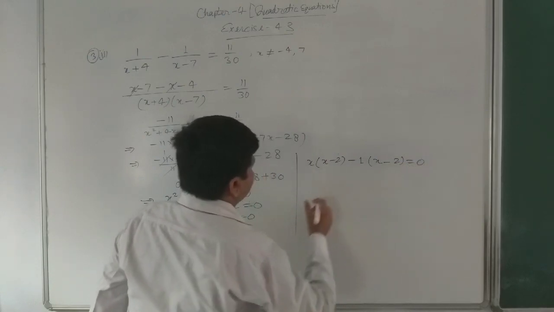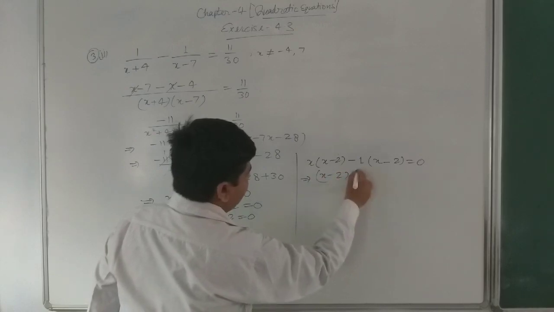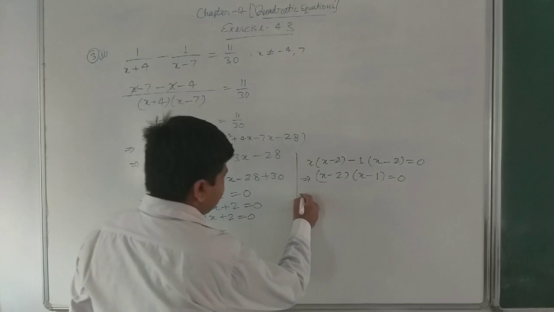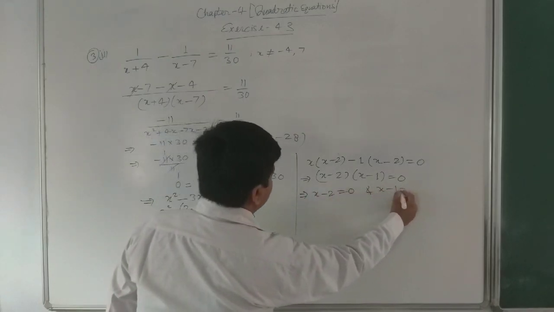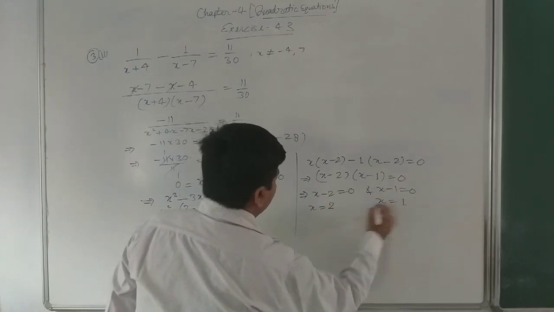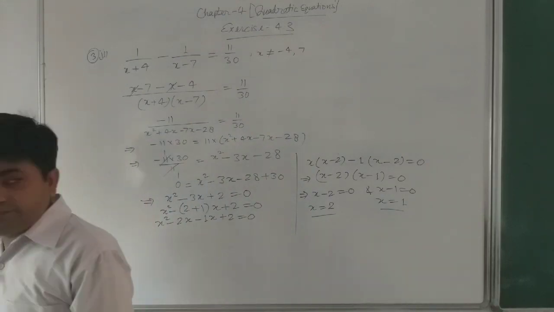Now here the bracket is common, x minus 2, both the brackets are the same, that means x minus 2 into x minus 1 equals 0. Now we can put both the brackets equal to 0 separately, so x minus 2 equals 0 and x minus 1 equals 0. That means x equals 2 and x equals 1, we get two values. Okay. Now we move to the next question.